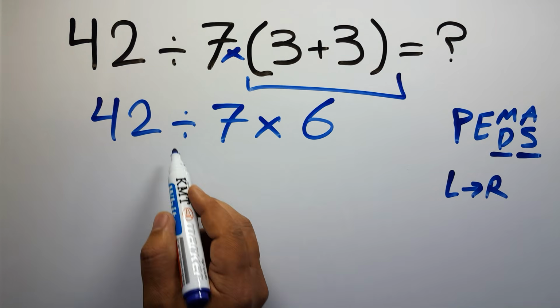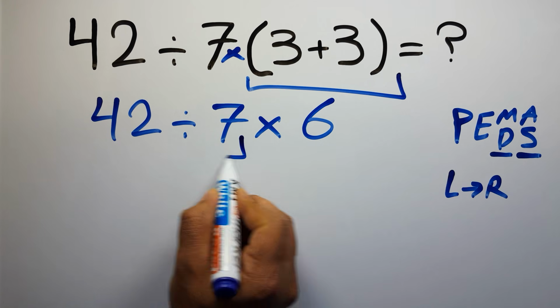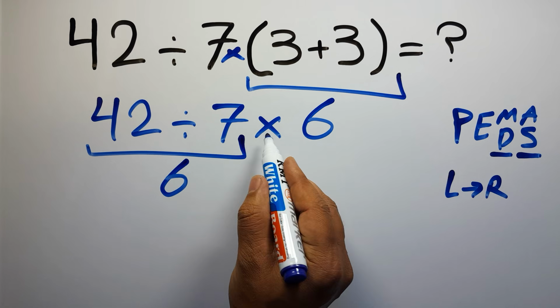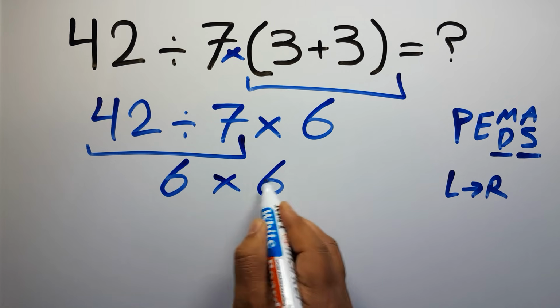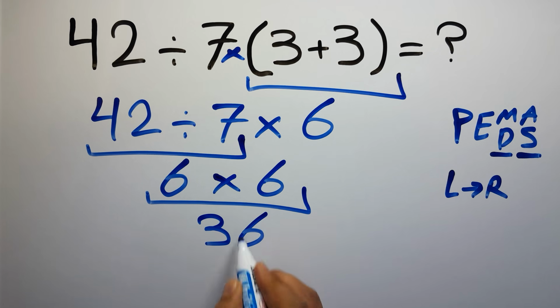So here, first we have to do this division. 42 divided by 7 is just 6. So we have 6 times 6, which equals 36. And this is our final answer to this problem.